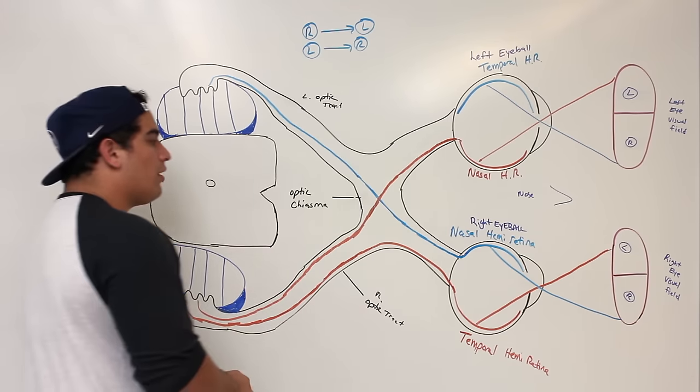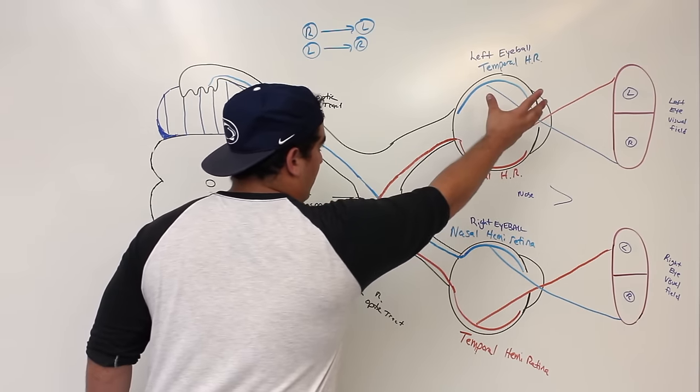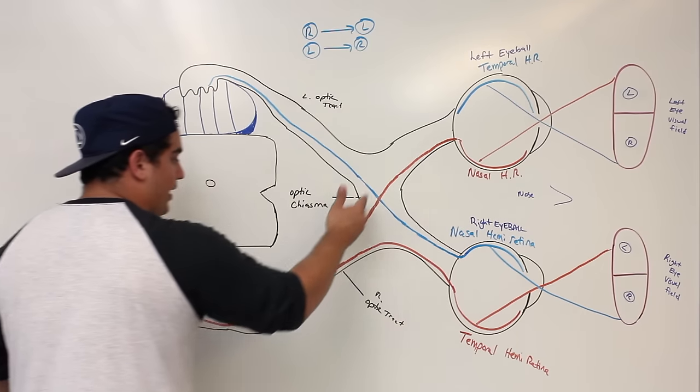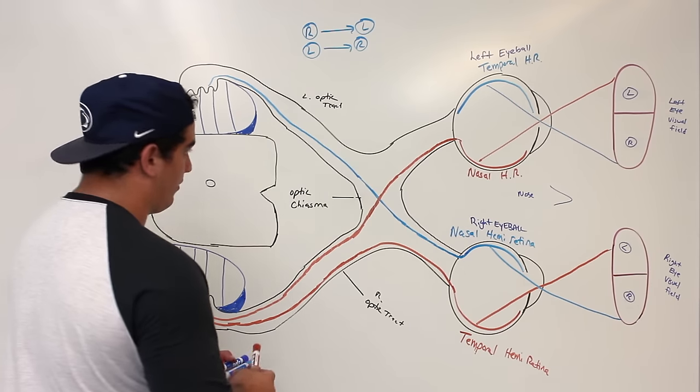Okay? So all the things that are coming from the left visual field on the left nasal hemiretina are going to be taking that information on the right optic tract and into this area that we're going to talk about in a second. Let's keep going.